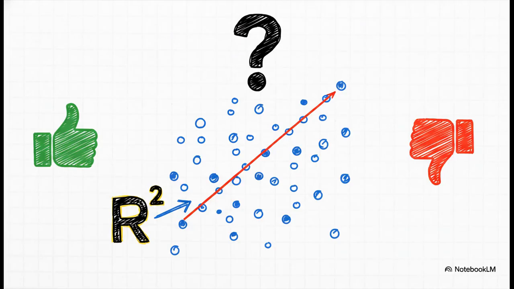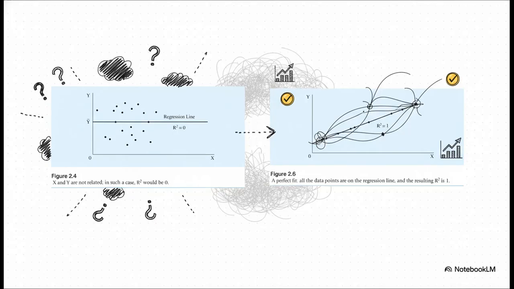So we have our line. Great. But is it any good? I mean, how much of the story is that line actually telling us? To figure that out, we need to measure its goodness of fit, and for that, we use a metric called R-squared. And this visual just lays it out perfectly.